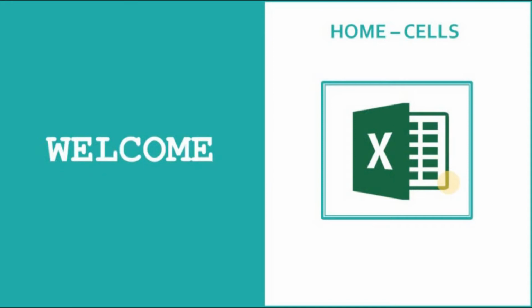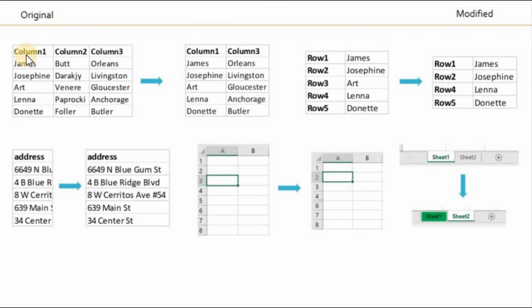Sometimes we may have to delete the entire row or entire column. See here, we have three columns: column 1, column 2 and column 3. I want to remove the entire column 2. See, here we have column 1 and column 3. The middle column was removed totally.